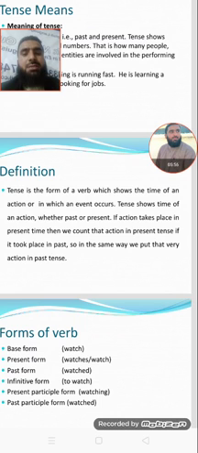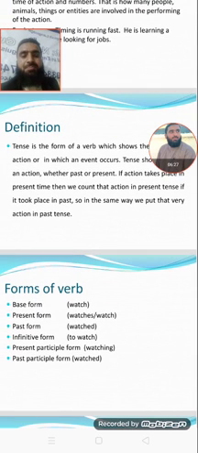Tense is a form of a verb which shows the time of an action, the time of an activity, and which activity is going on. That very time is called tense. Tense shows the time of an action, whether past or present. If an action takes place in present time, then we count that action in present tense. If it took place in the past, in the same way we put that action in past tense.